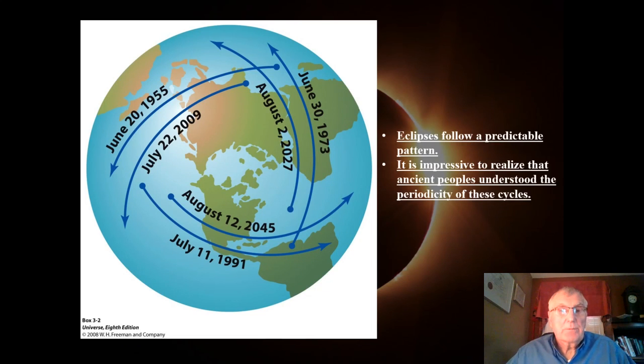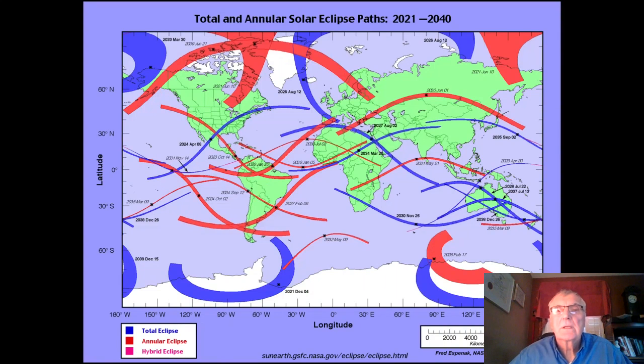Eclipses follow actually a predictable pattern. And it's really impressive to realize that ancient people actually were able to figure out these patterns as to what's going on. They knew they were periodic. And they understood what was going on as far as shadows and what have you are concerned.